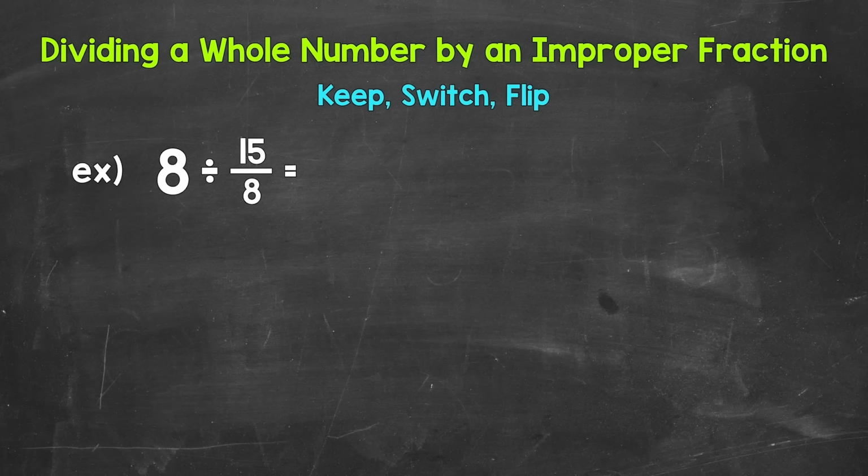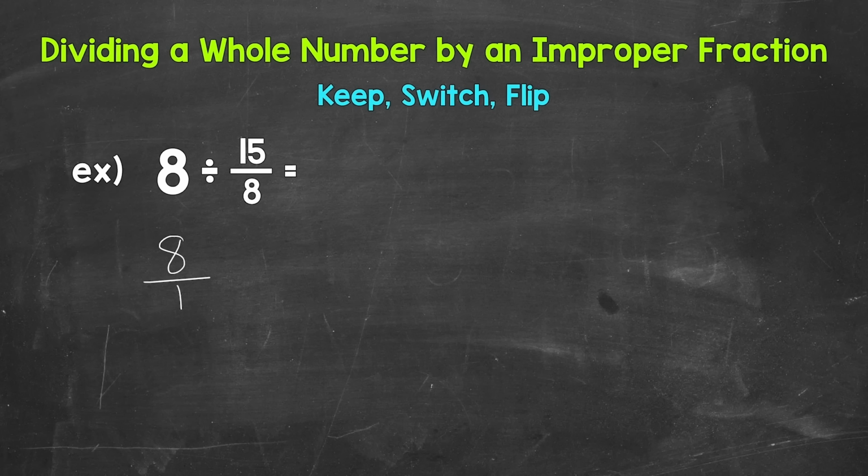Now let's take a look at dividing a whole number by an improper fraction. Let's jump into our example where we have 8 divided by 15/8. So keep, switch, flip. Let's keep 8, and I'm going to write it in fractional form. That way we have a numerator and a denominator. And remember, we can write any whole number in fractional form by putting it over 1.